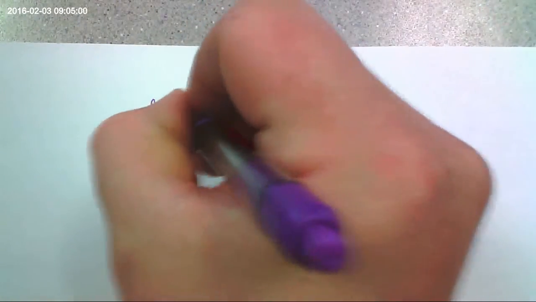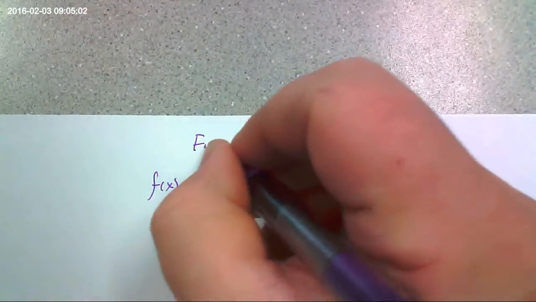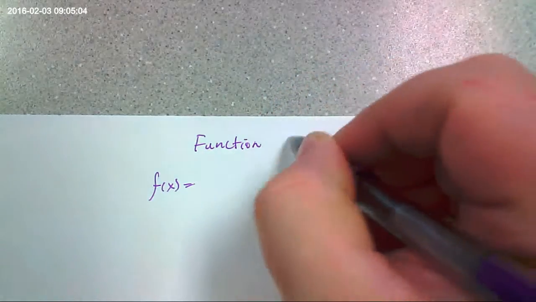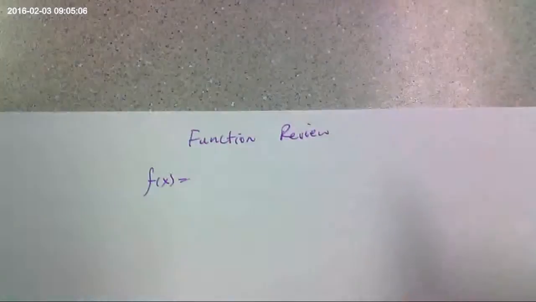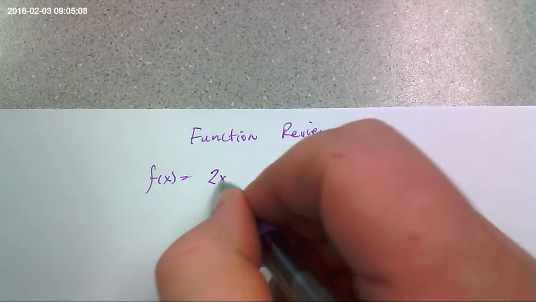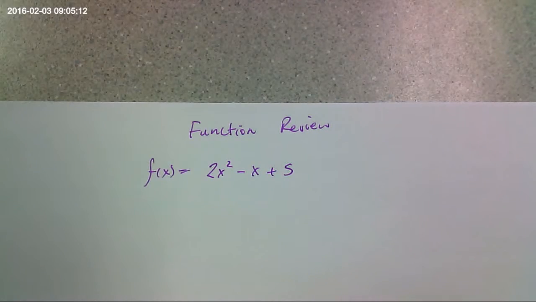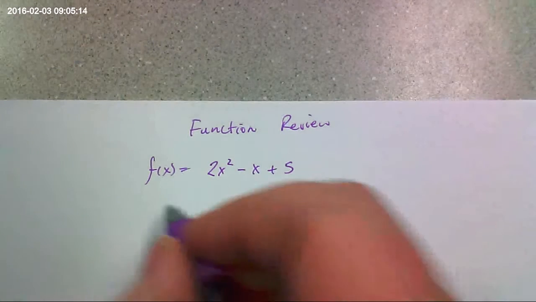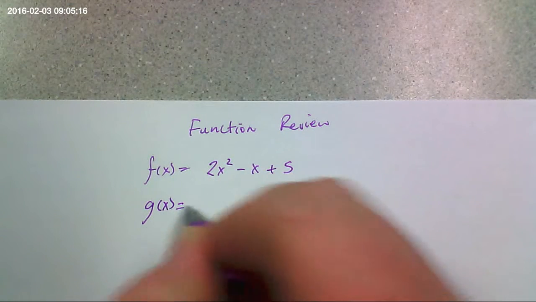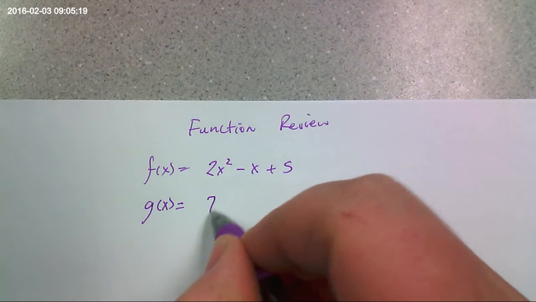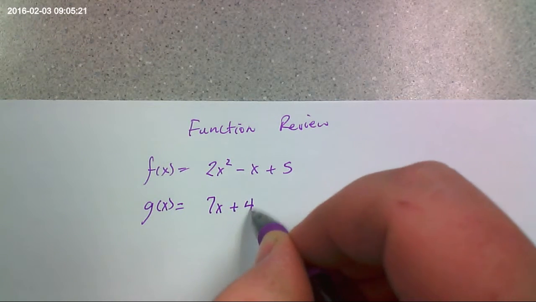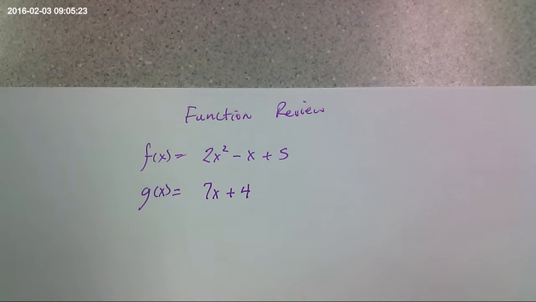Yeah, ready? So let's say f of x equals, this is function review again. So let's say f of x equals 2x squared minus x plus 5. And let's say that g of x equals 7x plus 4. Right?